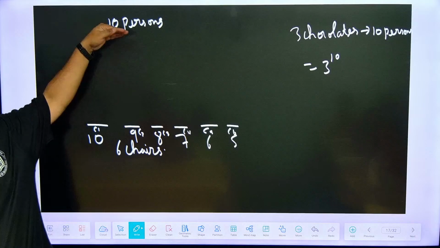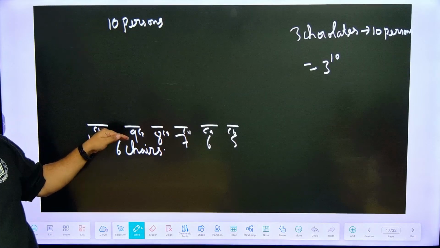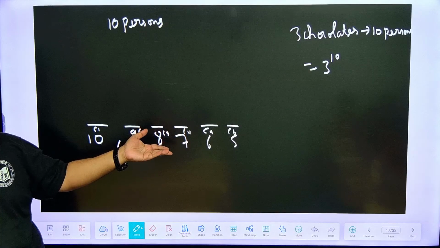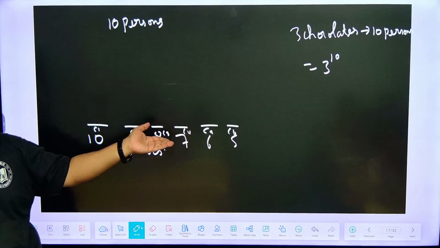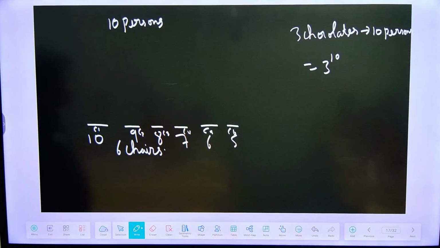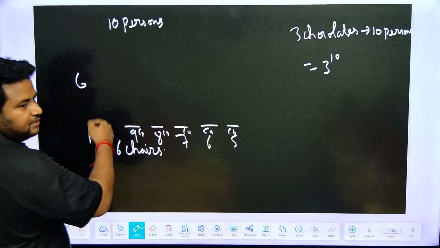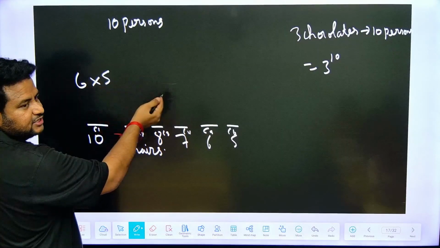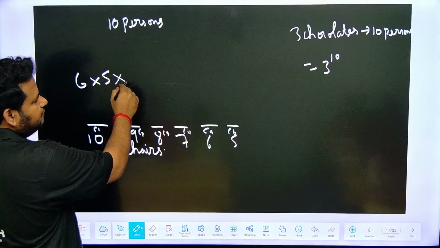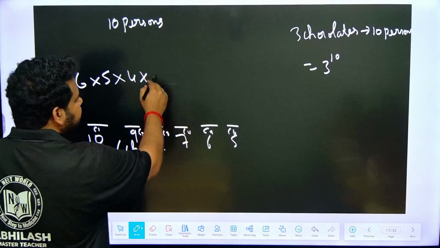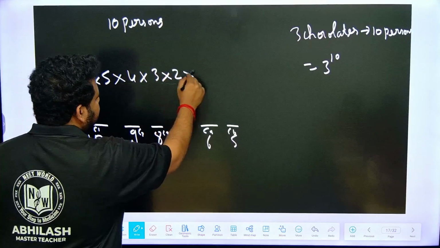Okay, person 1 can go to chair 1, chair 2, chair 3, chair 4, chair 6, any of the chairs, correct? Person 1 can go to any of the 6 chairs. Then person 2 can go to any of the 5 chairs. Person 3 can go to any of the 4 chairs. The next person can go to any of the 3 chairs. Then 2, 1, it goes on.